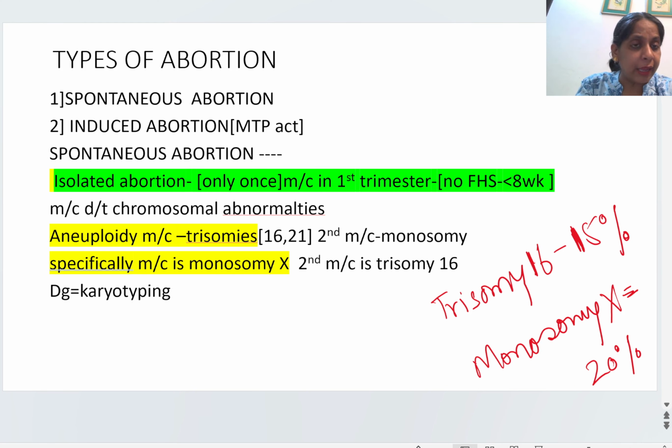If in general they ask you whether trisomy is common or monosomy, then you will say trisomy, because there are multiple trisomies. Monosomy is one or two, and usually it is monosomy X. Now let's see what's on the other slide.